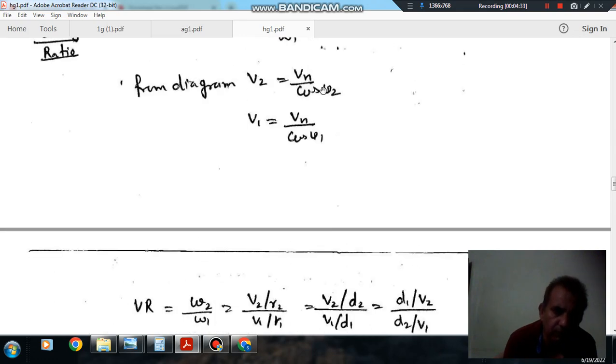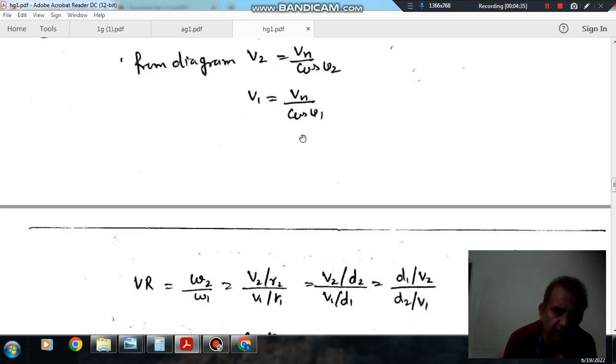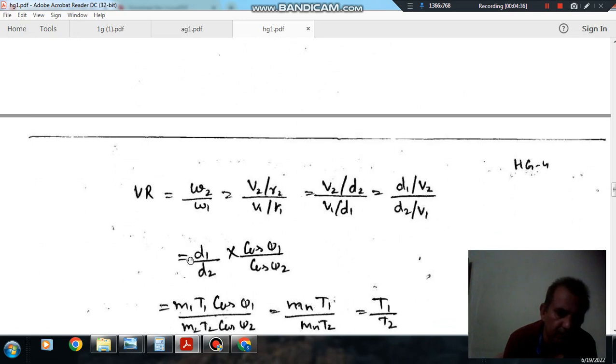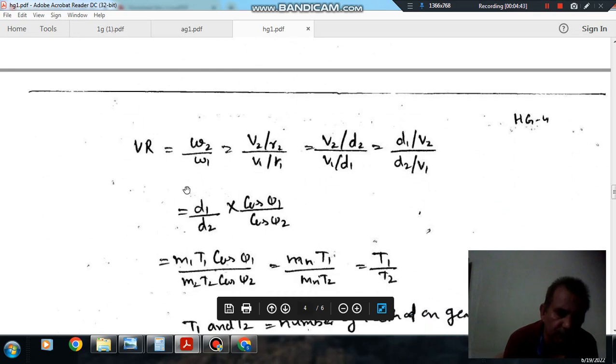Now v2 is this quantity and v1 is this quantity, so we get the velocity ratio as d1 by d2 into cos psi 1 by cos psi 2. Now d1 is m1 t1, and d2 is m2 t2, over cos psi 1 cos psi 2, where m1 is the module of gear 1 and m2 is the module of gear 2.